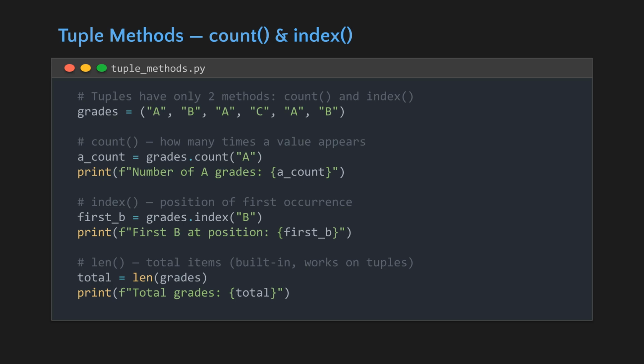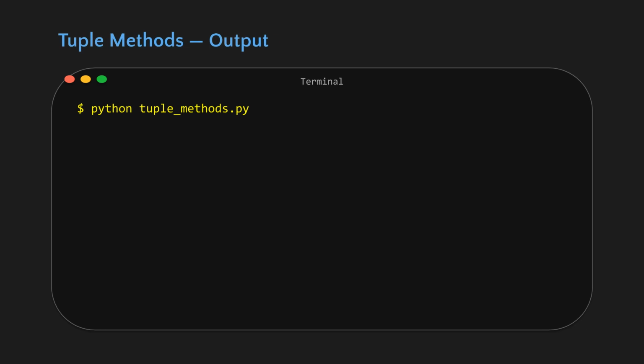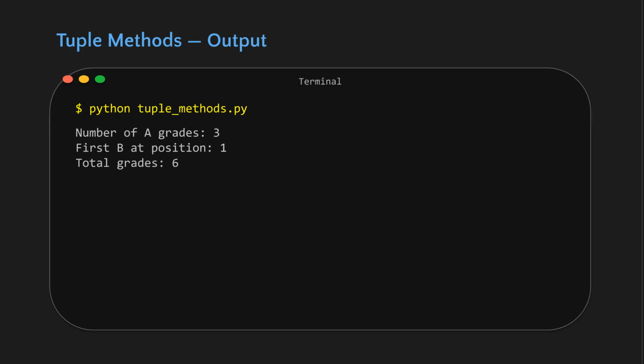Tuples have only two built-in methods: count, to find how many times a value appears, and index, to find the position of the first occurrence. The len function, a built-in function that works on tuples, provides the total number of items. Running the code reveals that there are 3 A grades. The first B is at position 1, and the total number of grades is 6.